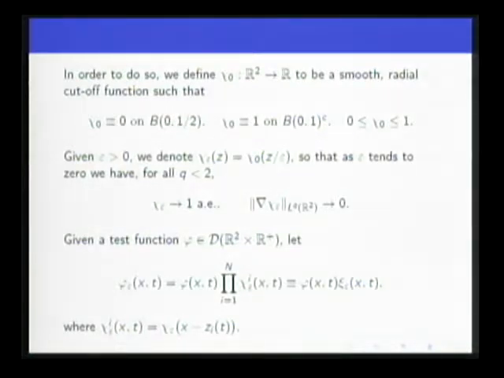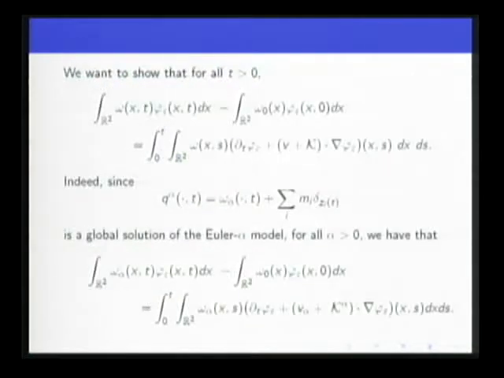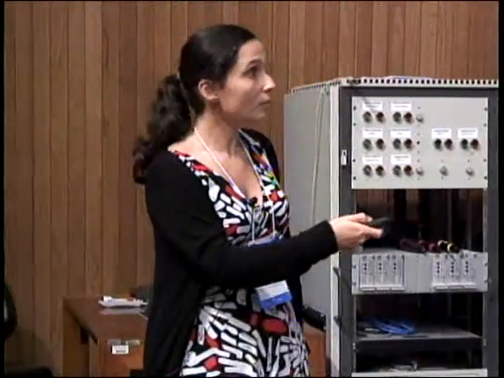With this test function phi epsilon in hand, what we want to show is that our background vorticity satisfies this equation here. What we have is the fact that our Q alpha of this form is a global solution of the Euler-alpha model for all alpha. Therefore, omega alpha satisfies this equation here. We're going to use the compactness results that we've seen in order to show that we have the desired convergence.